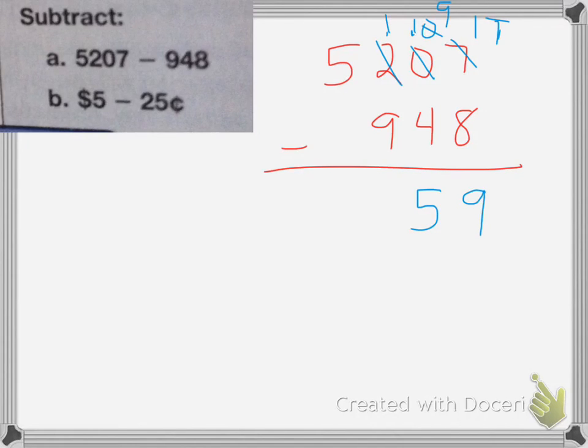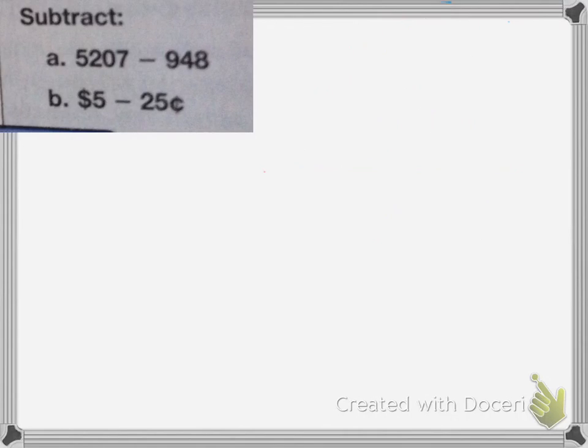1 cannot take 9 away, so I'm going to borrow from the 5. 5 becomes a 4. 1 becomes an 11. 11 minus 9 is 2, and then just my 4. So my answer is 4,259. With money, again, I have to line up my decimal places.